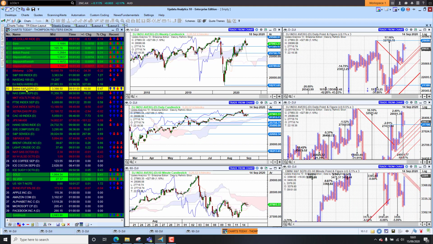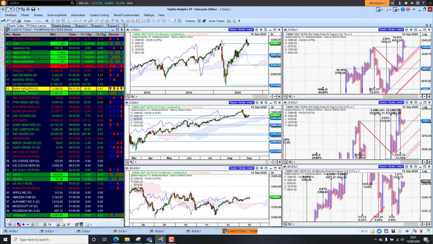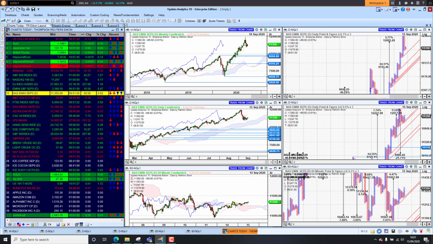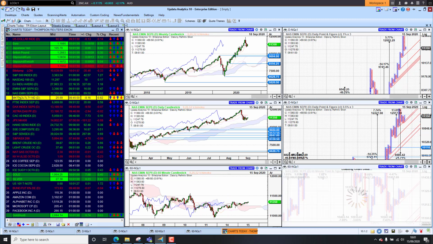The futures are actually indicating that we should open higher again today, so that is encouraging. The S&P future is up 0.5%. The Nasdaq E-mini up 0.6%, and we are seeing the futures starting to wander into bullish territory, but of course the cash markets are nowhere near that at the moment.